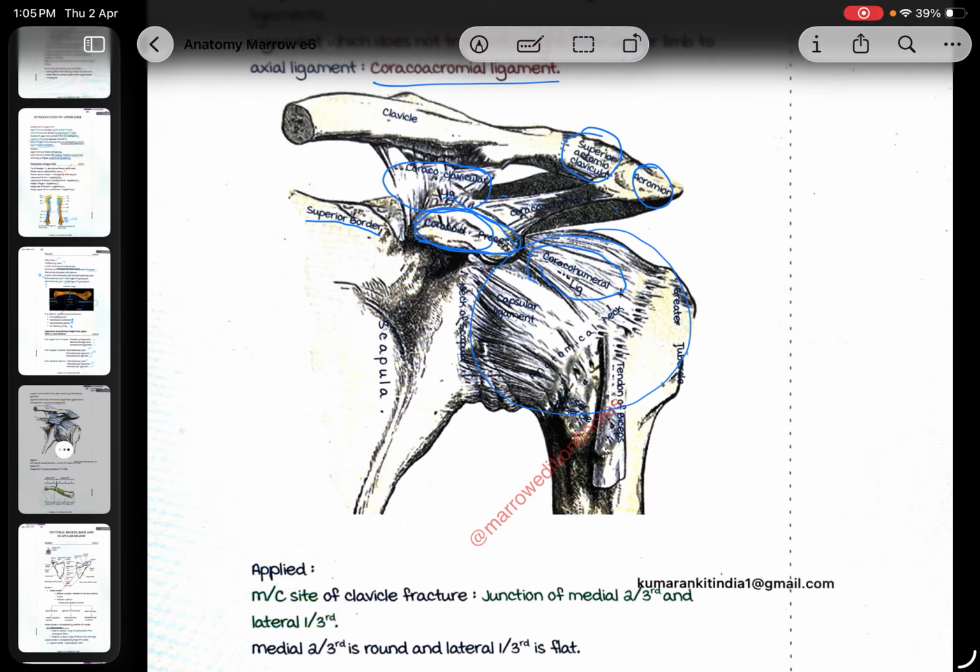Coracohumeral ligament, capsular ligament, neck of scapula. This is your scapula, the superior border of your scapula, superior acromioclavicular joint, and greater tubercle. This is your greater tubercle. This is the tendon of biceps. This is the anatomical neck. Lesser tubercle lies here. What do you have over here? Coracoacromial ligament, this one. Okay, so can we move on to the next part?